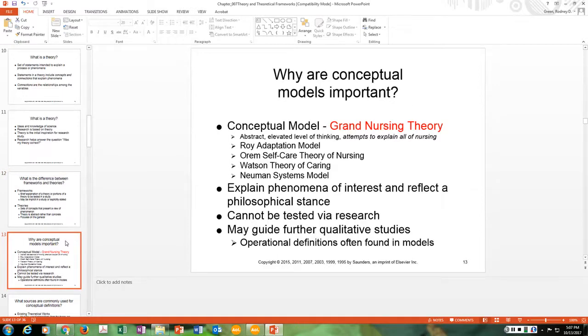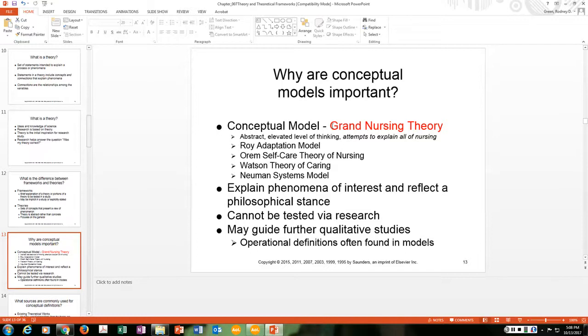So, why are conceptual models important? Okay, this term, conceptual model, your book makes a point of how various authors use the term conceptual model. In your textbook, the author replaces it with grand nursing theory. So if you see conceptual model somewhere, they're often talking about grand nursing theory as opposed to that graphic model that we just talked about. A conceptual model, grand nursing theory, is a very abstract, elevated level of thinking, and a key point, it attempts to explain all of nursing.